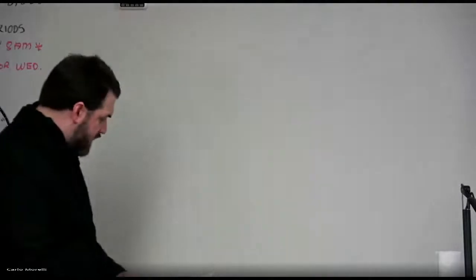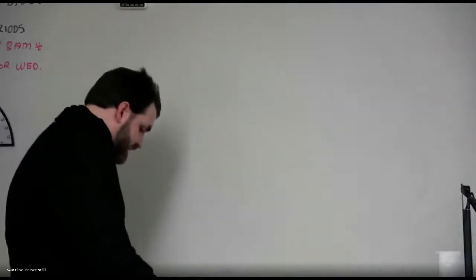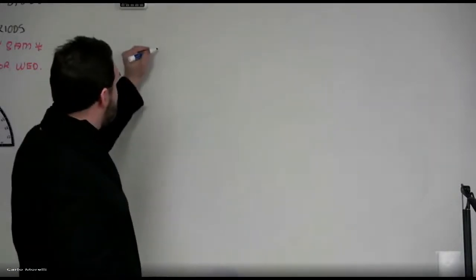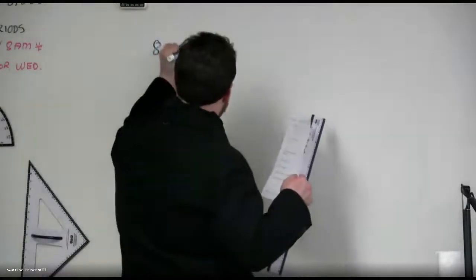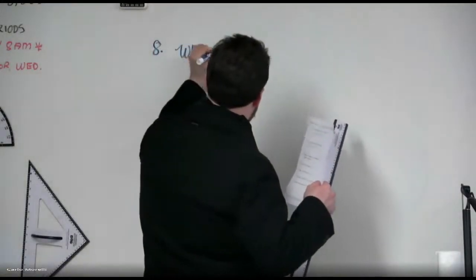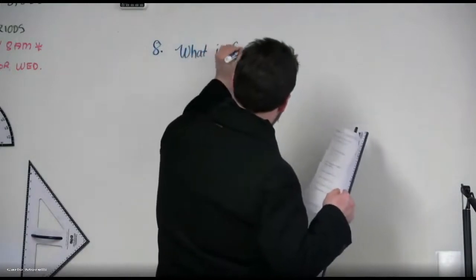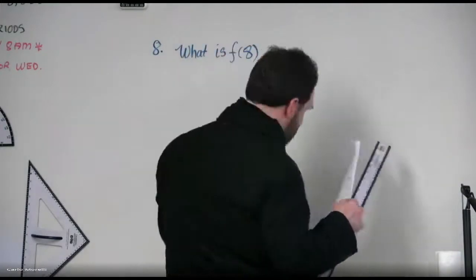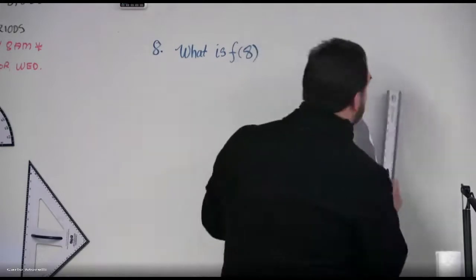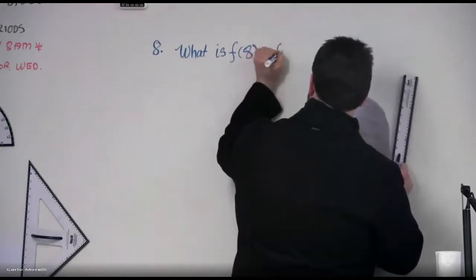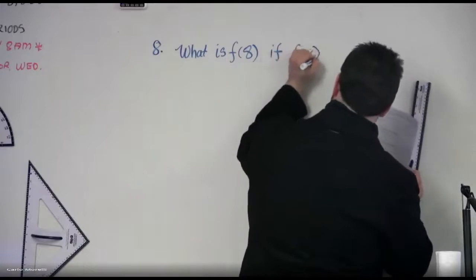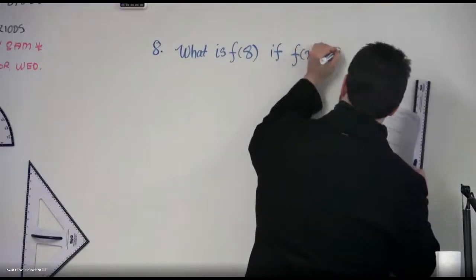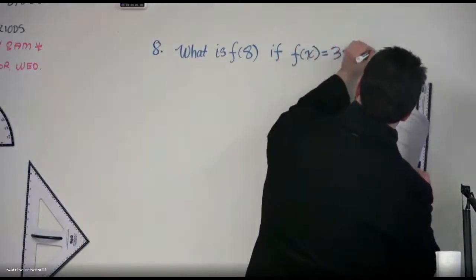And we're on to the last problem, ladies and gentlemen. You've survived it. So this is number 8. And it says, what is, I'm going to just write it out. What is f of 8? That's how you read that. f parentheses 8, f of 8. And it really should say if f of x equals 3x minus 12.